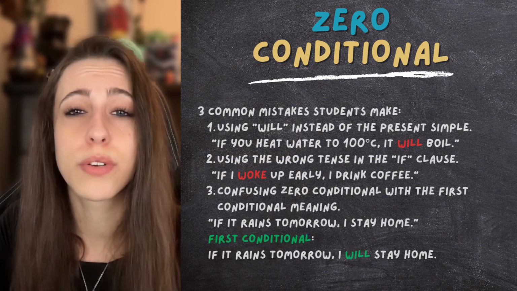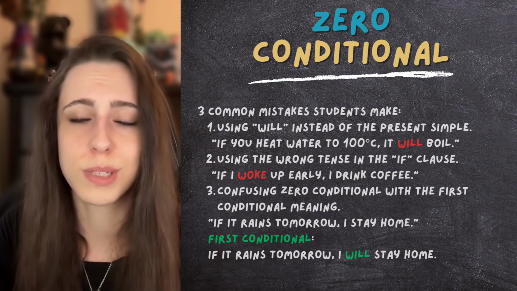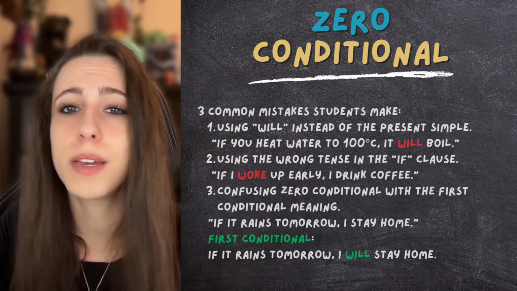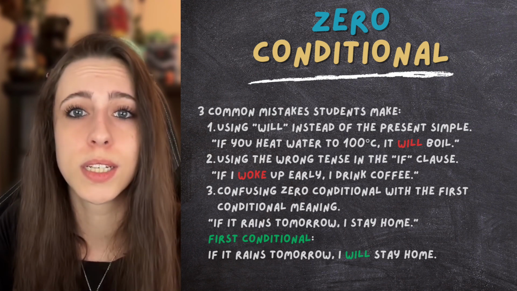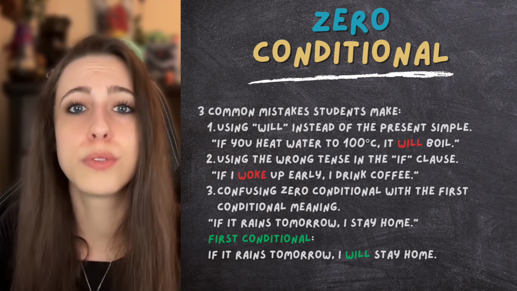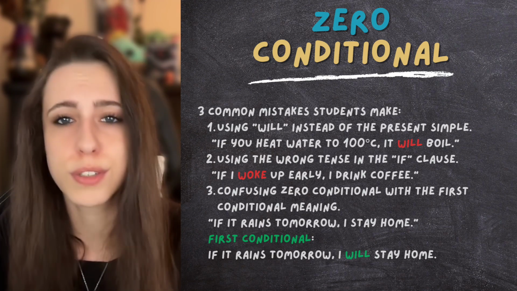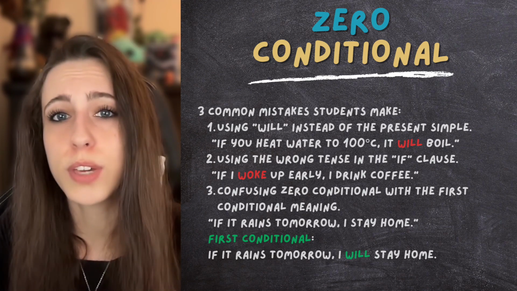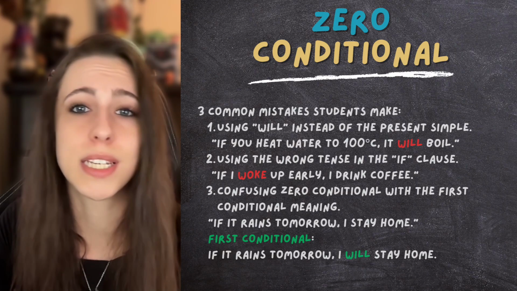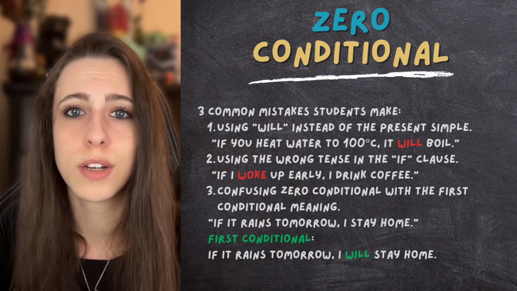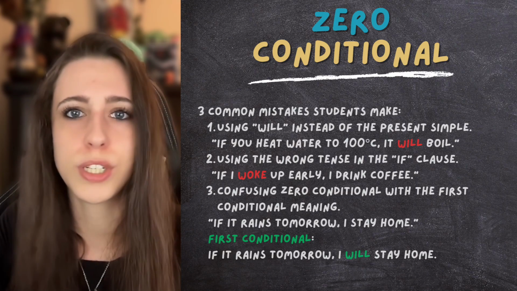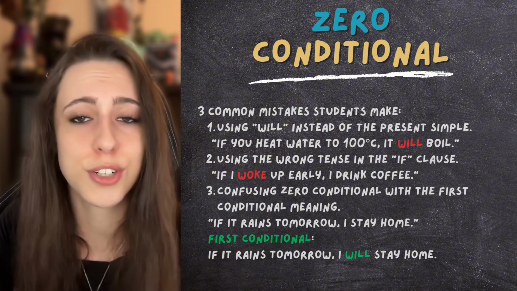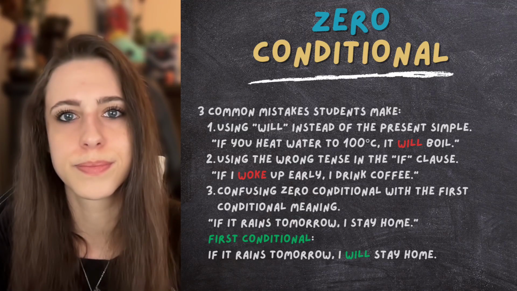Let's have a look at three common mistakes that students make when using the zero conditional. The first one would be making use of will. Students often confuse the zero conditional with the first conditional. An example of this would be, if you heat water to 100 degrees, it will boil. We want to remove the will when using the zero conditional. If you heat water to 100 degrees, it boils.